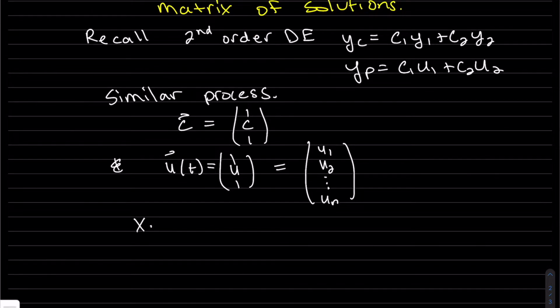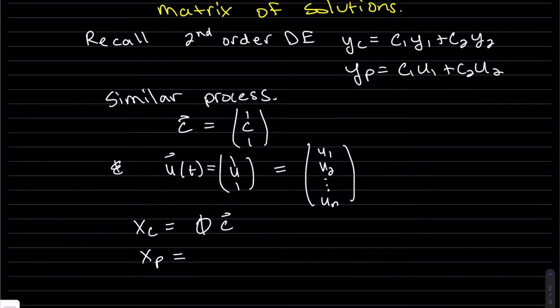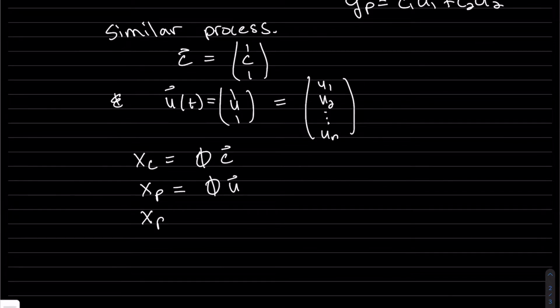So our x_c is defined to be phi of C. So our x_p is going to be defined phi of U. So remember we need to find this and plug it in. They're both in terms of t, they're both variable, so we have to do the product rule.